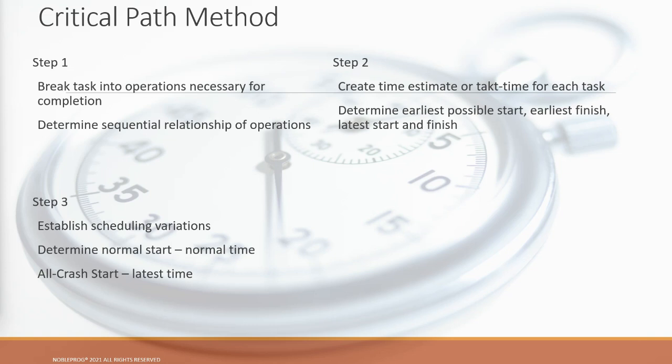Next is to determine the earliest possible start of each task, which task must start at the beginning and which would be the end. Determine the early start, early finish, late start, and late finish. Step 3 is to establish the scheduling variations. Determine a normal start and a normal time, and also a crash start: what is the latest time that a sequence could start and still finish within time?